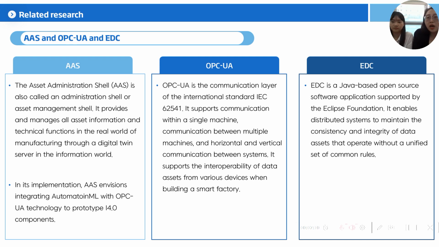OPC UA is the communication layer of the international standard IEC 62541. It supports communication within a single machine, communication between multiple machines, and horizontal and vertical communication between systems. It supports the interoperability of data assets from various devices when building a smart factory. EDC is a Java-based open source software application supported by the Eclipse Foundation. It enables distributed systems to maintain the consistency and integrity of data assets that operate without a unified set of common rules.